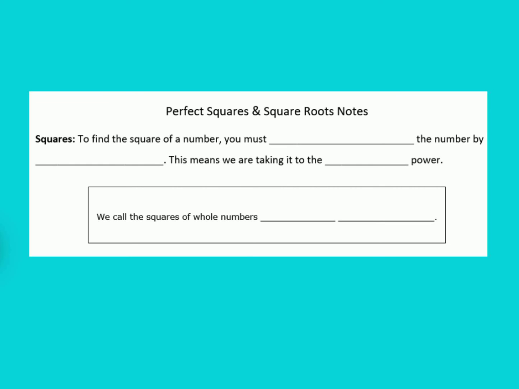Today we're going to be looking at perfect squares and the square roots of the whole numbers 1 through 20. So when we are finding a square, you must multiply the number by itself. So you're going to take that number to the second power, so an exponent of 2.